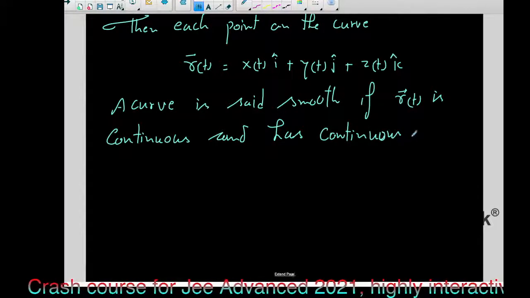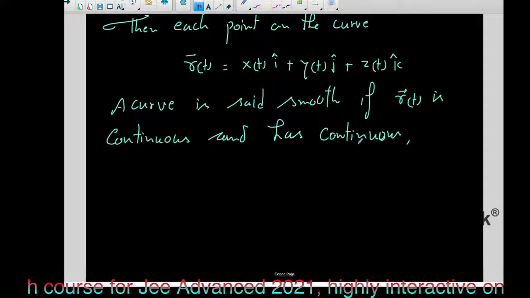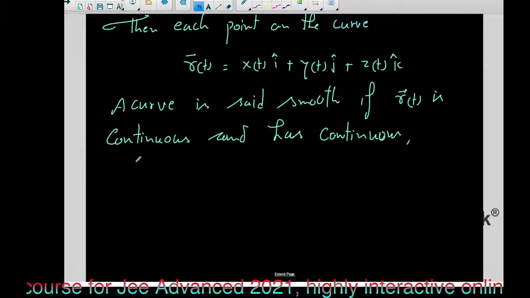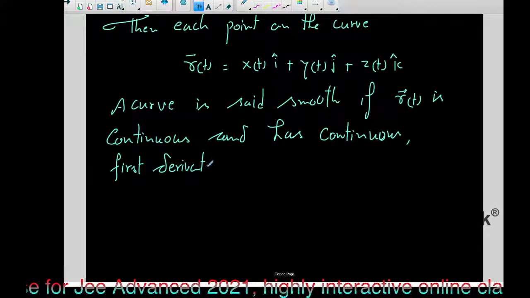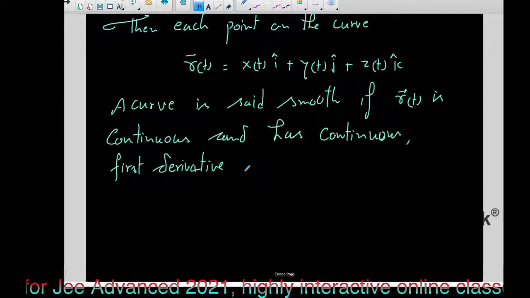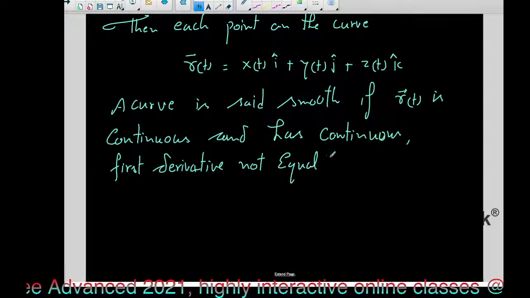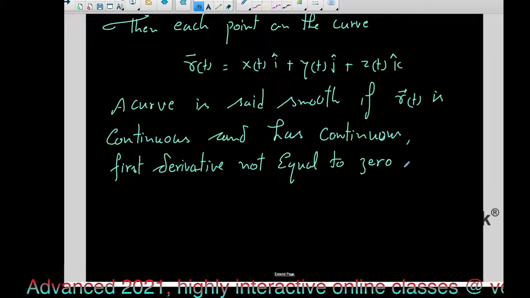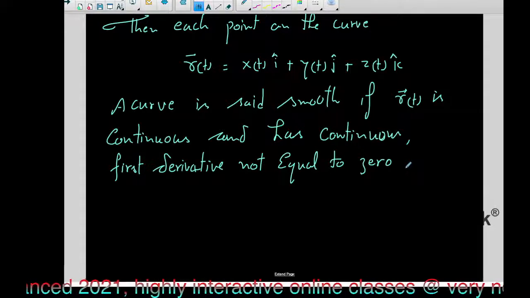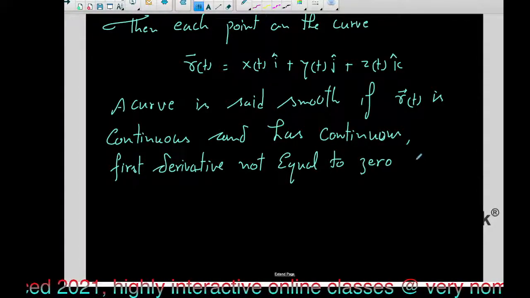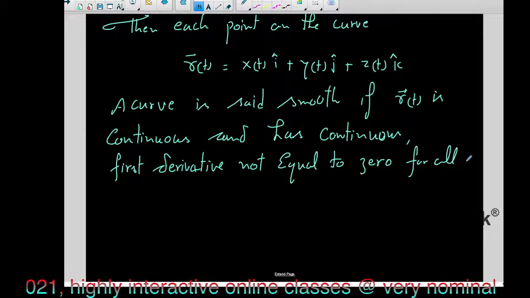Continuous means continuous at a point, and a continuous first derivative. r(t) is continuous and has a continuous first derivative. What should the first derivative be? Not equal to zero, so that there will be no critical point. It means a stationary point shouldn't be there. Clear? Are you getting it? It has a continuous first derivative not equal to zero for all values of t.